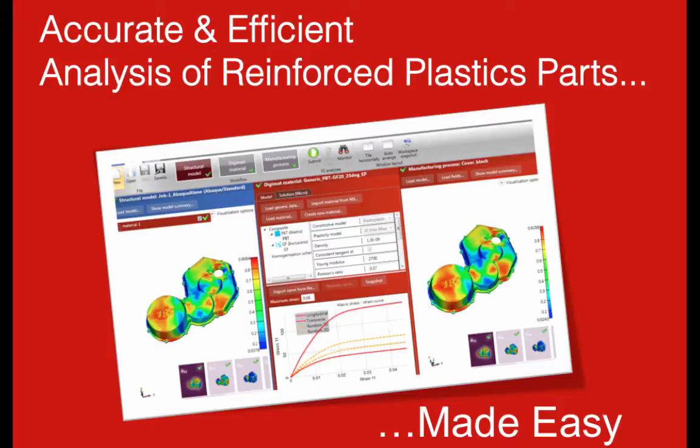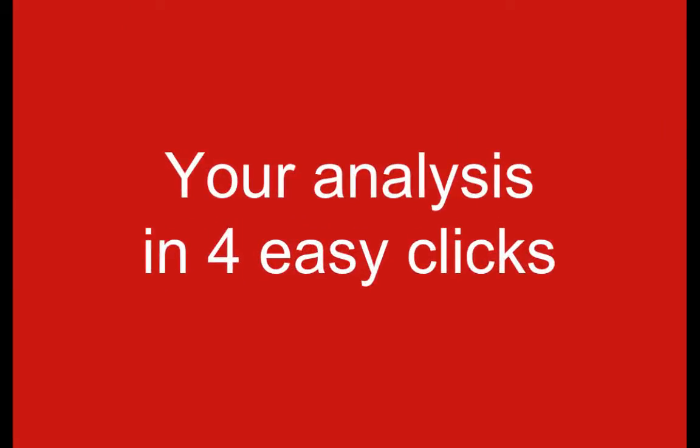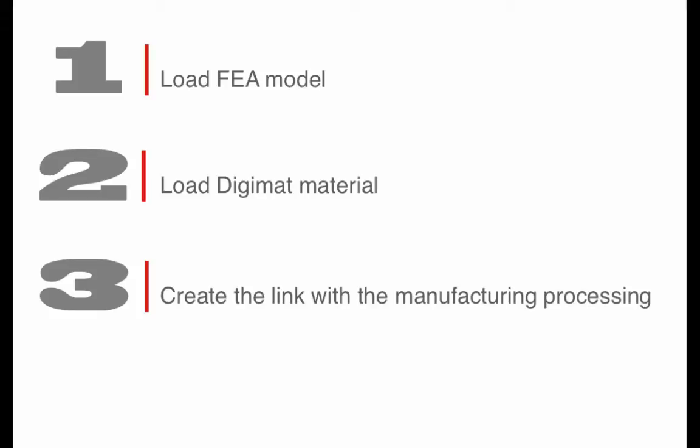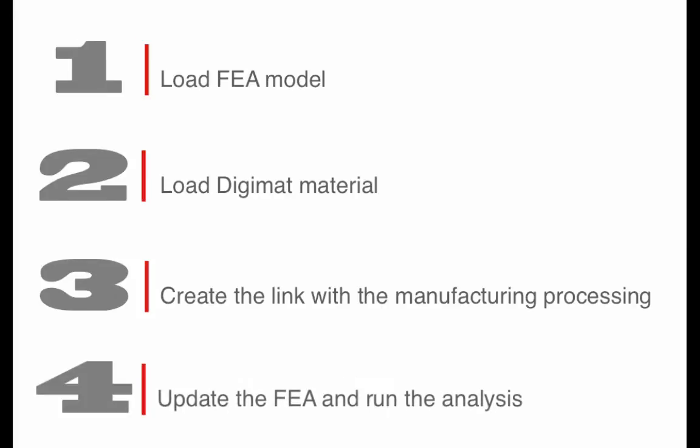Digimat-RP is an integrative solution, and the analysis can be set up in four easy steps. Step 1 would be importing the finite element analysis model from your preferred FEA tool. Step 2 would be assigning the anisotropic material to the part. Step 3 would be transferring the fiber orientations from the injection mesh to the structural mesh. And step 4 would be running and post-processing the finite element analysis.